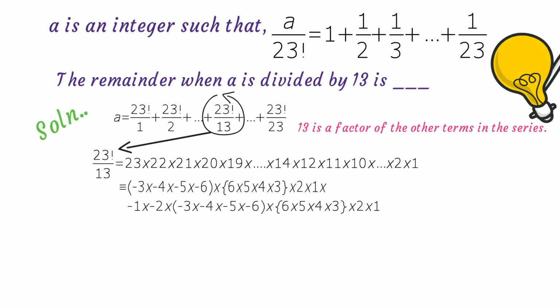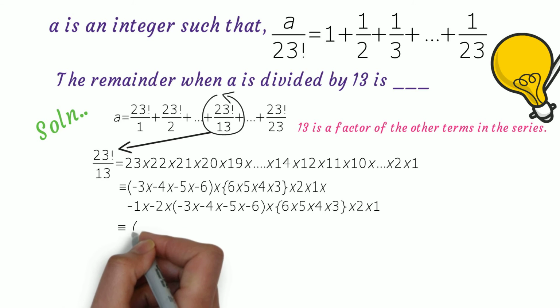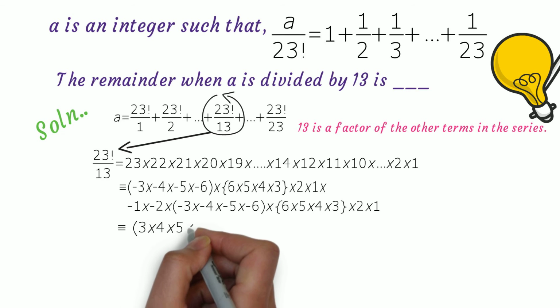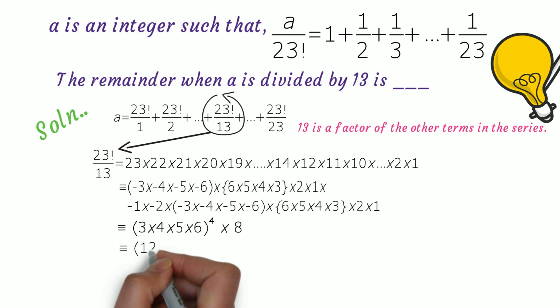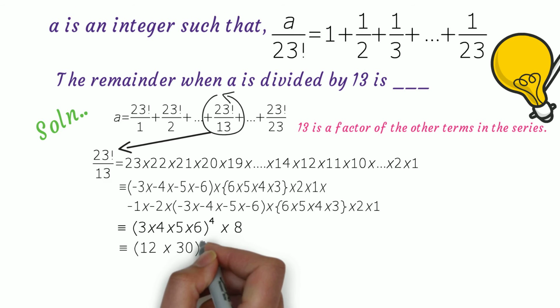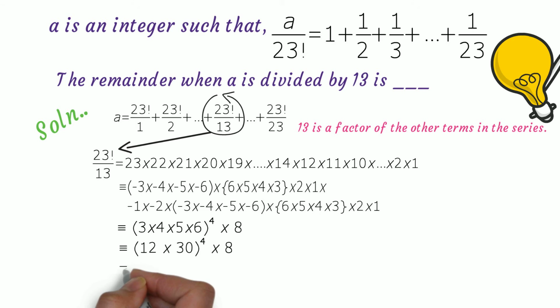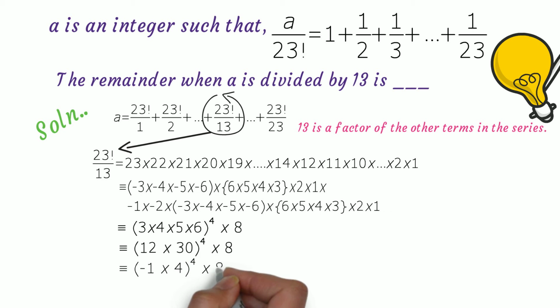Here, we could multiply these remainders in order to get the final remainder, because we know that if a congruent to b mod m and c congruent to d mod m, then a into c is congruent to b into d mod m. Simplifying this, we get 3 into 4 into 5 into 6 power 4 into 8. Now 3 into 4 is 12 and 5 into 6 is 30. 12 is minus 1 mod 13 and 30 is 4 mod 13.